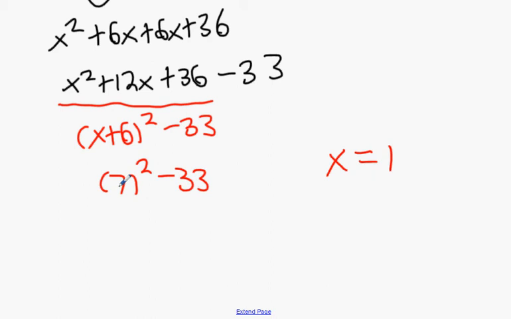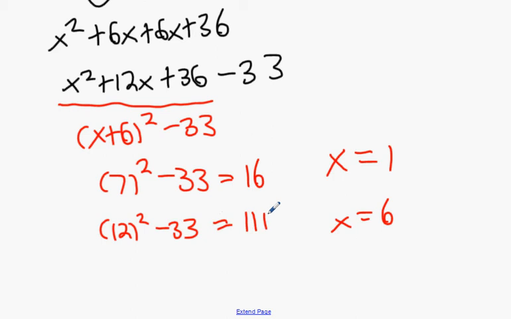Does everybody know where I got the 7 from? 6 plus 1. I chose 1 as an example. And then 7 squared minus 33 is an answer of 16. Okay? Let's try x equals 6 as an example. If x equals 6, what's 6 plus 6? 12 squared minus 33. 144 minus 33 is 111. Whoa, that's a really big value. That's hardly minimum, is it?